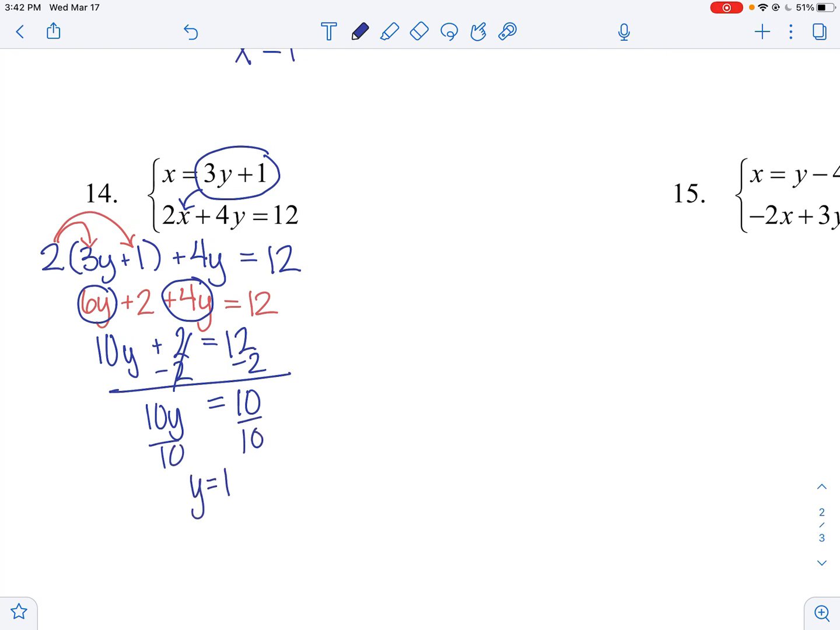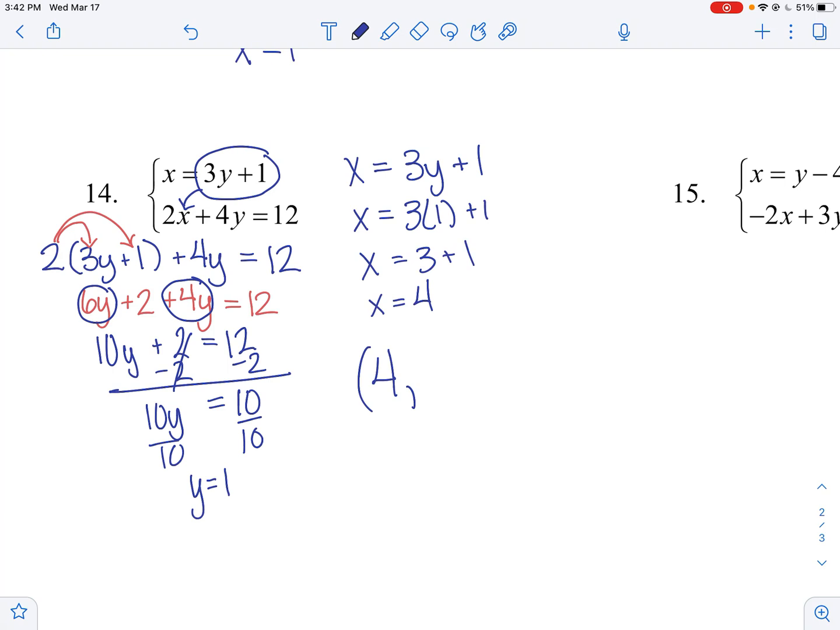Y equals 1. So now I need to use the x equation to figure out what x is. X equals 3y plus 1. 3 times 1 plus 1. And 3 times 1 is 3, so x equals 3 plus 1, which is 4. So our point on number 14 is 4, 1.